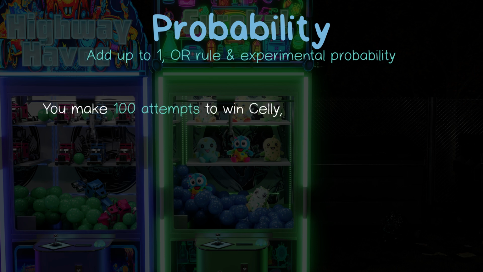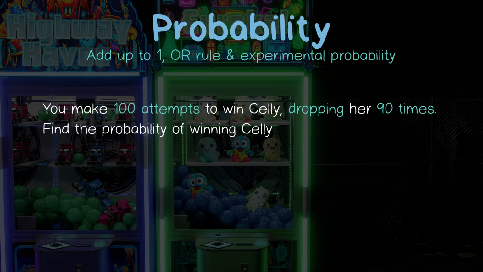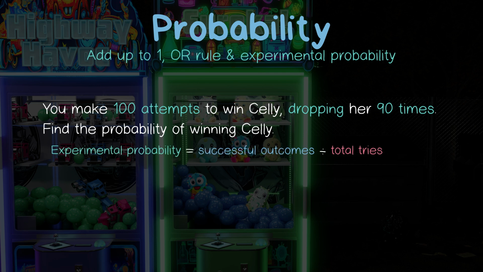We trial the game, grabbing Selly 100 times. Out of these 100 tries, the claw dropped her 90 times. To find the probability that the claw held on to her, and we won her as a prize, we'll use the concept of experimental probability. Experimental probability is found by dividing the frequency of outcomes by the total number of trials. So for us, this means we need to divide the number of successful grabs, which was 10, by the total number of tries, which was 100. So again, we find our answer to be 0.1.